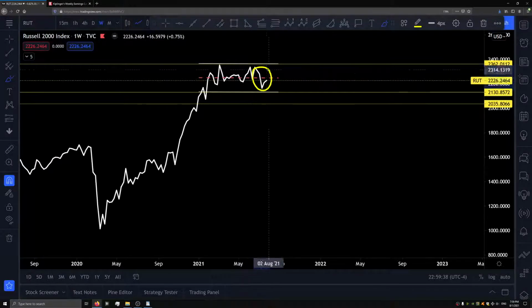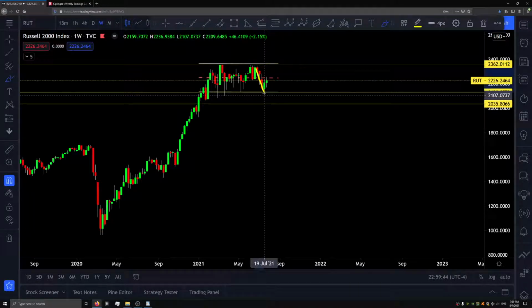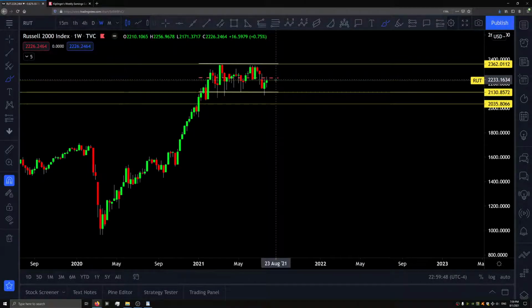I called this in a different stream like a month ago, exactly to my levels. I said we're going to pull back down here and retest this. Exactly, that's what happened. So where are we going to go next?